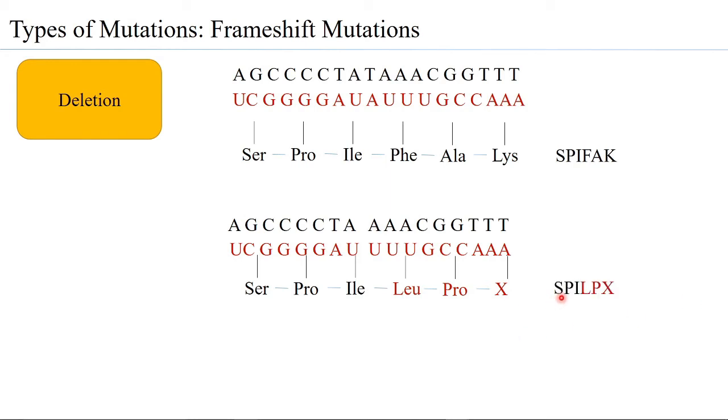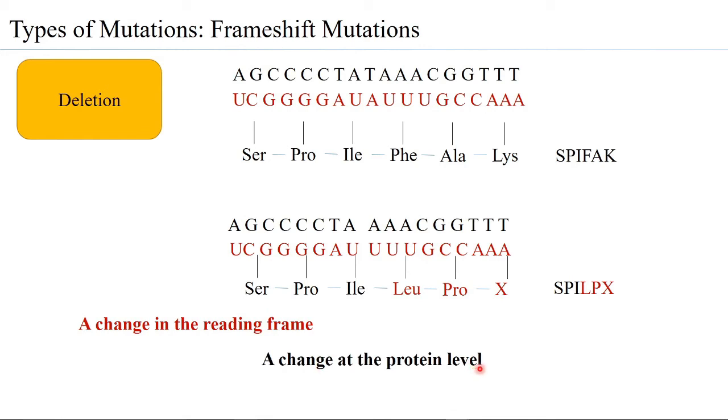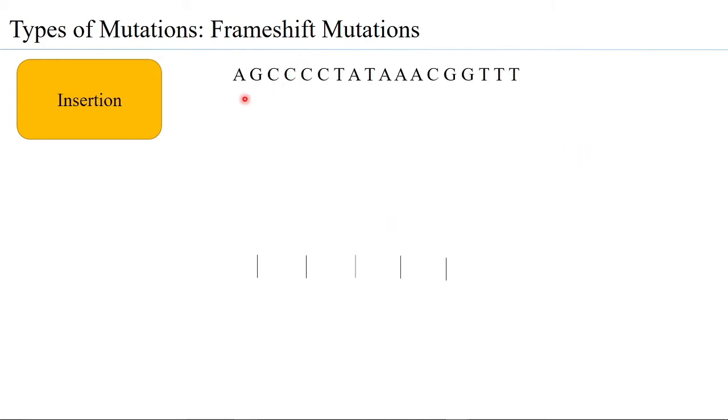So you can see that what began correctly as SPI, because of the deletion, now has a changed reading frame, and so the amino acid sequence has changed. So you will have a change in the reading frame, and because of that, a change at the protein level. What has affected the DNA will be affecting the protein as well. Interestingly, if you have deletions or insertions in multiples of 3, it is not going to lead to a frame shift mutation, although it is still going to be a mutation. So we will look at that again.